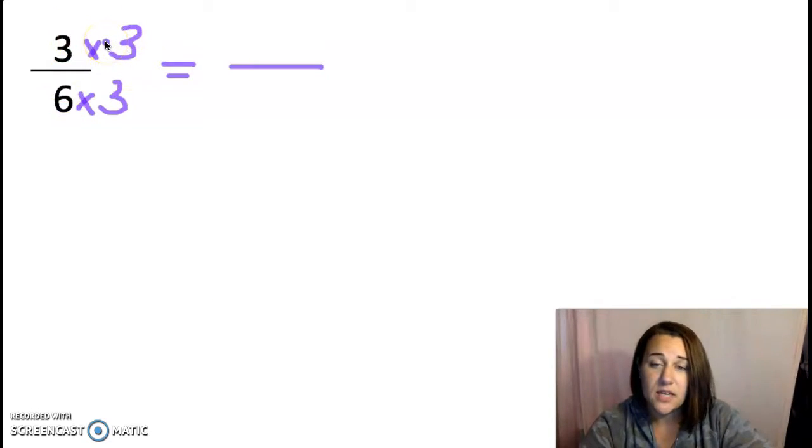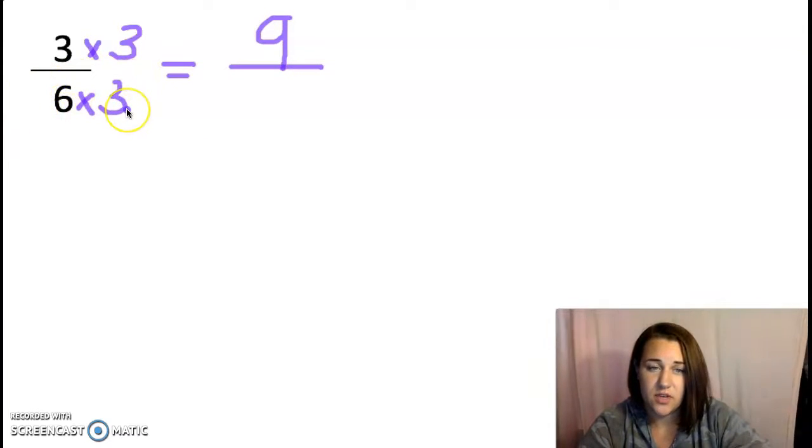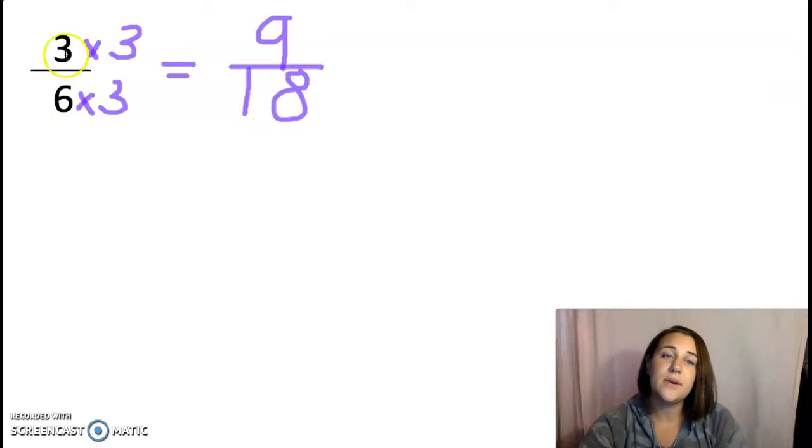So I'm going to skip count by 3 on my 3 touch points. So 3, 6, 9. So 3 times 3 equals 9. So my next numerator is going to be 9. Now I go below, and whatever I do to the top, I have to do to the bottom. So now I do 6 times 3, and I'm going to skip count by 3 on my 6. So 3, 6, 9, 12, 15, 18. So now I have 3/6 is equivalent to 9/18, right? Or 9 out of 18.